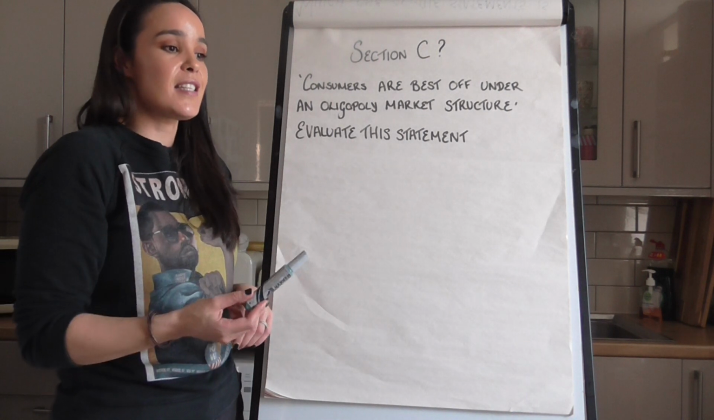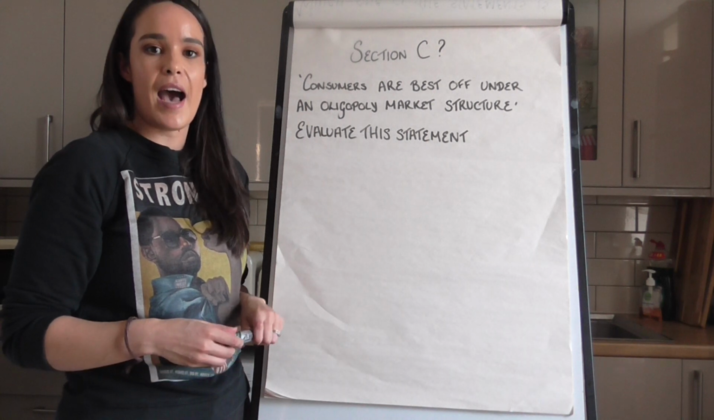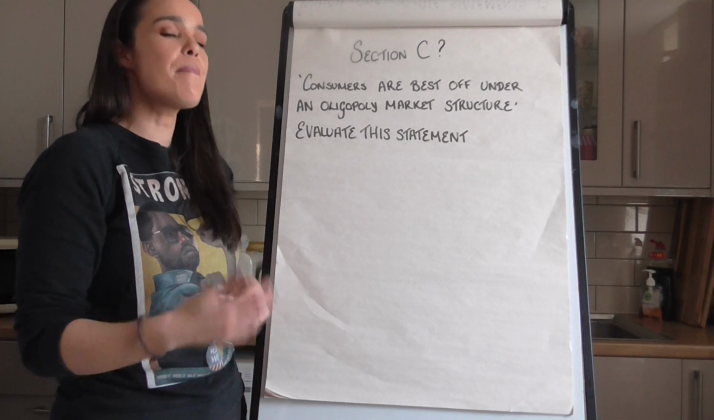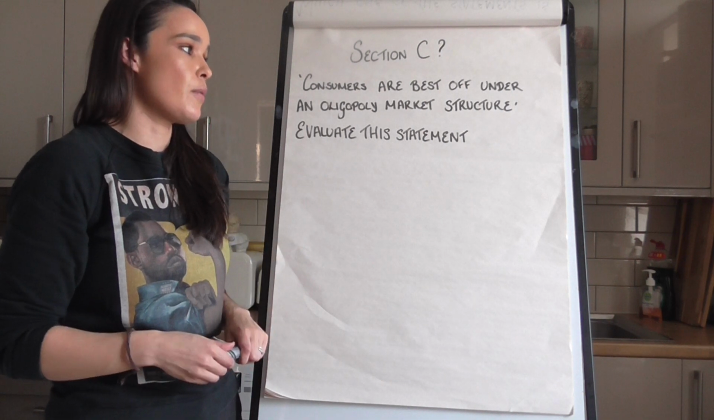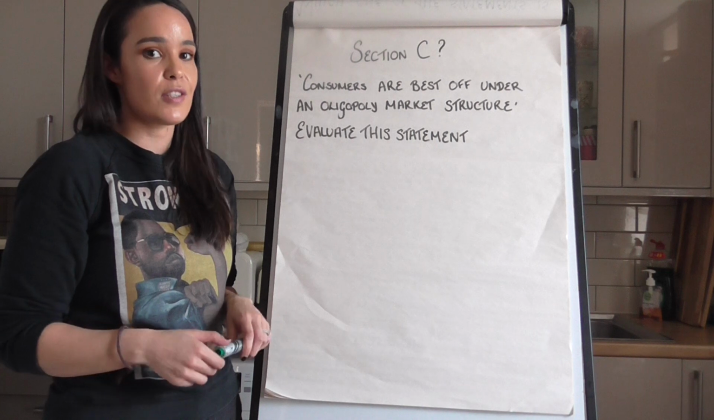So next week we're going to be having a look at monopolistic competition, and we're going to start looking at imperfect market structures and what that means. All the rest of the market structures that we're going to be looking at are actually imperfect market structures.